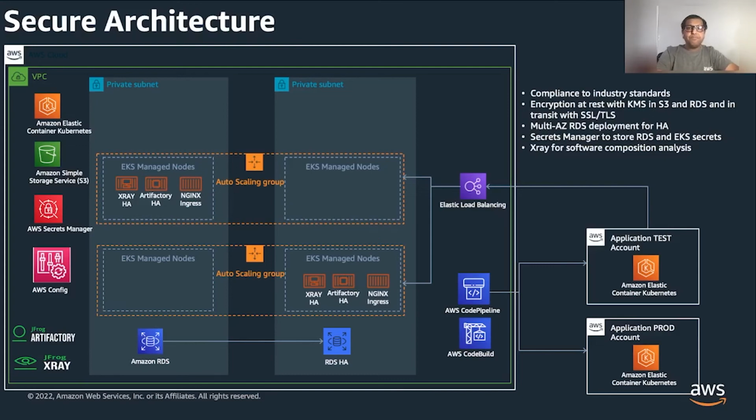When we use S3, we have encryption at rest capability with KMS. And in RDS also, we have this capability, and not only at rest, but also in transit with SSL and TLS. We can enable multi-AZ deployments for higher availability. We can deploy containerized applications to Amazon EKS using JFrog Artifactory.